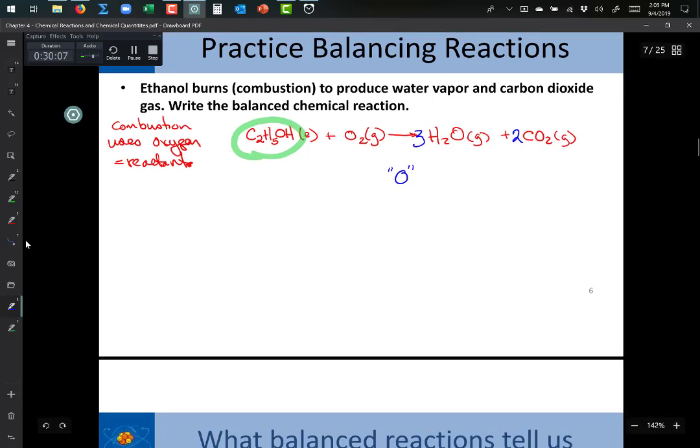I have 3 and 4, so that gives me 7. And I literally will, when I do these, write them out. I do each one separately and then I add them together.